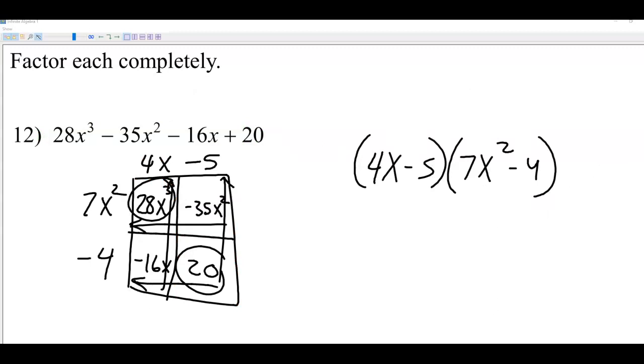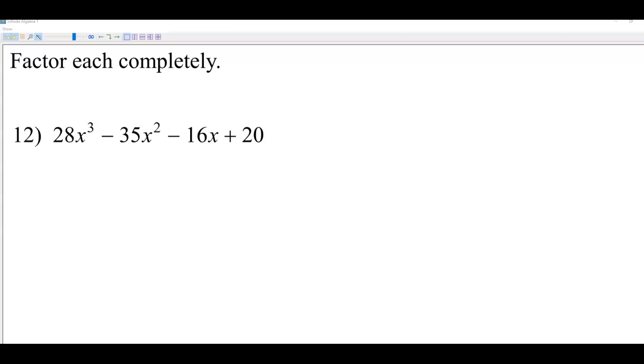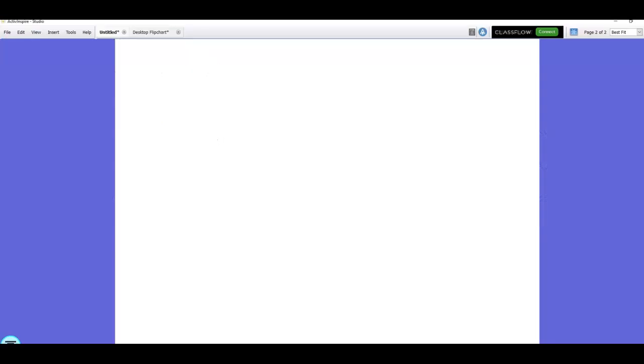All right, so now we've done all the strategies that we're going to learn, so now what we want to do is put all that together. So let's move along here. I'm going to reproduce the chart that I gave you guys yesterday again. General factoring strategy.